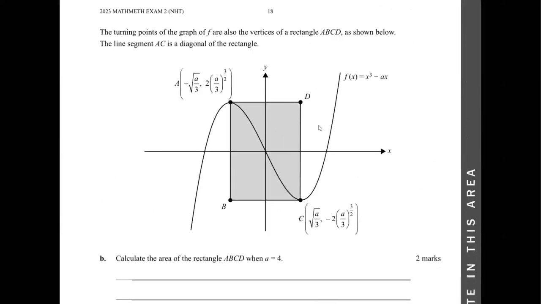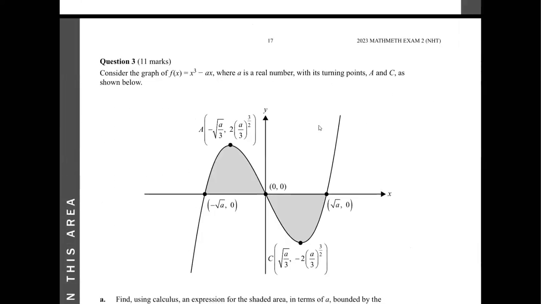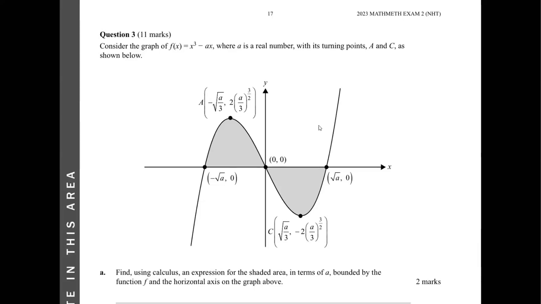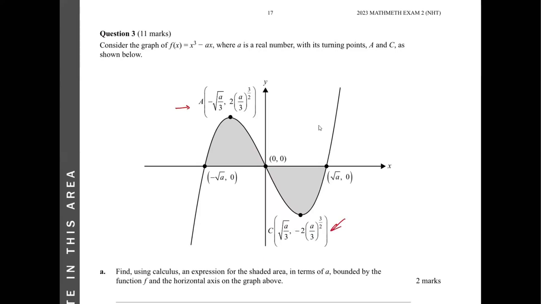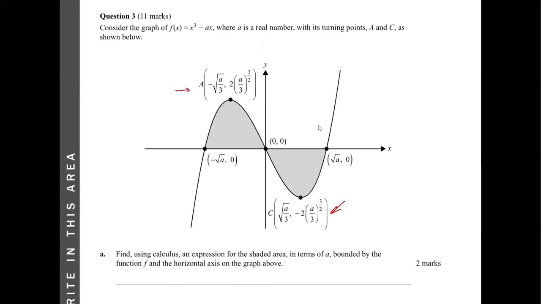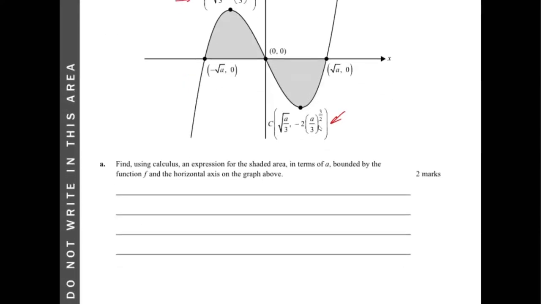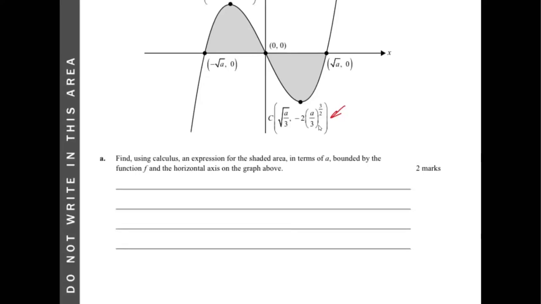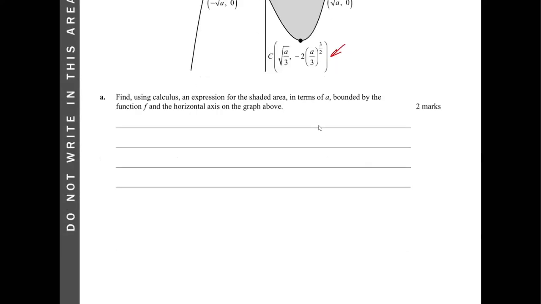All right. C. Question 3, 11 marks. Consider the graph of f of x equals x to the power 3 minus ax, where a is a real number with its turning point, a and c as shown below. Okay, they provide you the turning point here and here. Find using calculus an expression for the shaded area in terms of a bounded by the function f and the horizontal axis on the graph above.